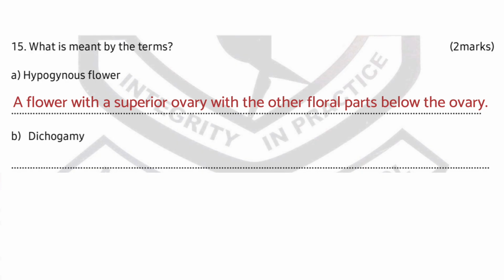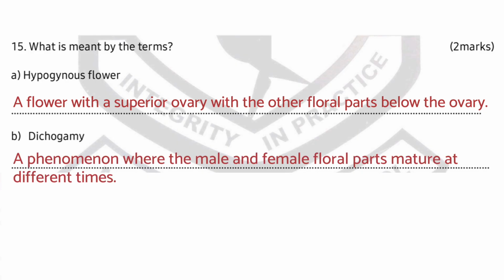Part B, dichogamy. This is a condition in which male and female floral parts mature at different times. So what will happen is that maybe you're going to find that the stamens mature before the pistil, which is the female part, and therefore they cannot fertilize them, and vice versa. So plants have this system in order to reduce the chances of self-pollination happening. Cross-pollination is the preferred one because with cross-pollination, you end up having variety and also hybrid vigor. So dichogamy reduces chances of self-pollination.